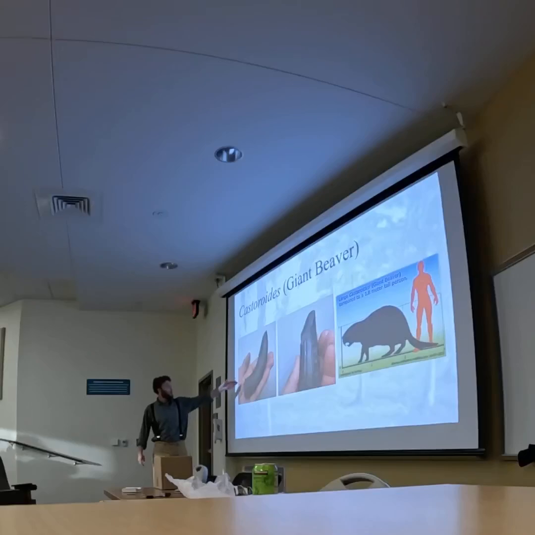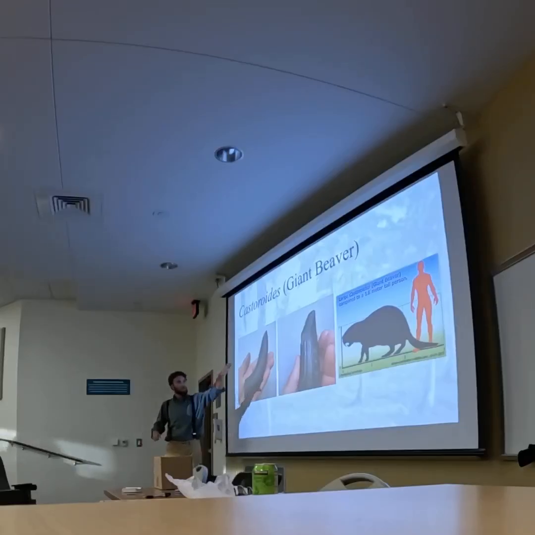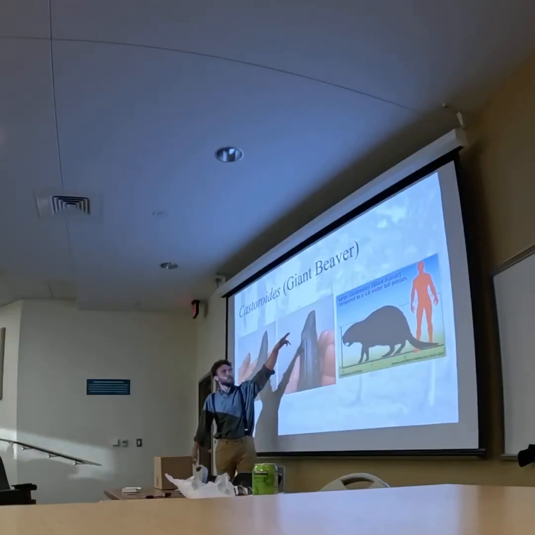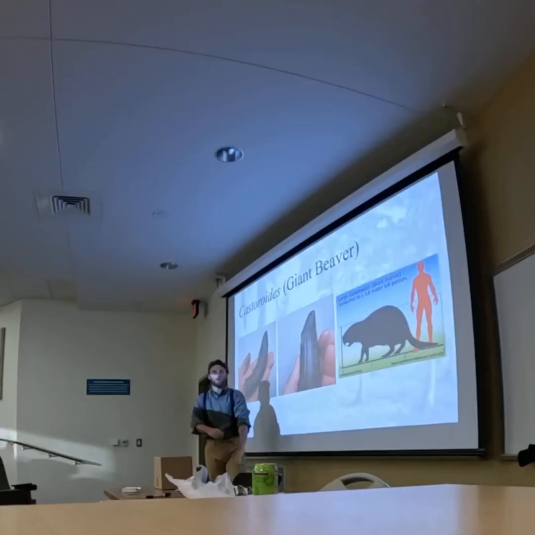And you'll notice here, there's a split here. The second half of this incisor would have protruded into the skull, and this is the chewing surface or the gnawing surface where the beaver was actually using it to gnaw on wood and so forth.